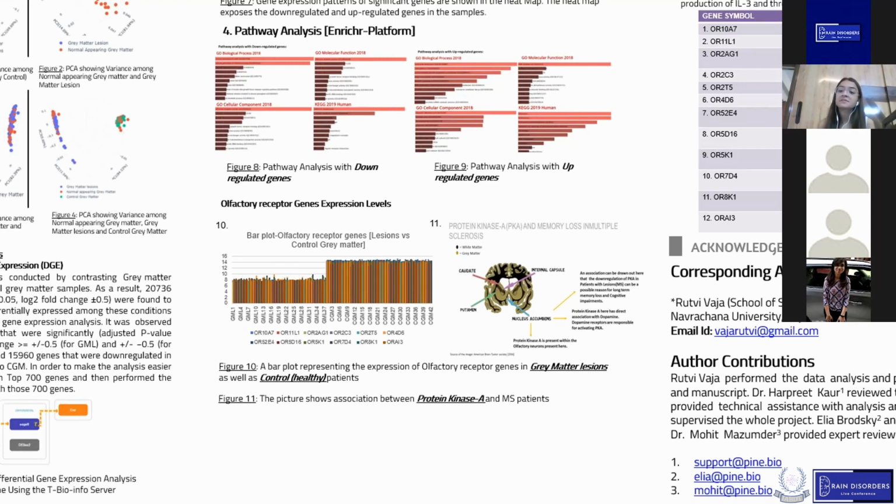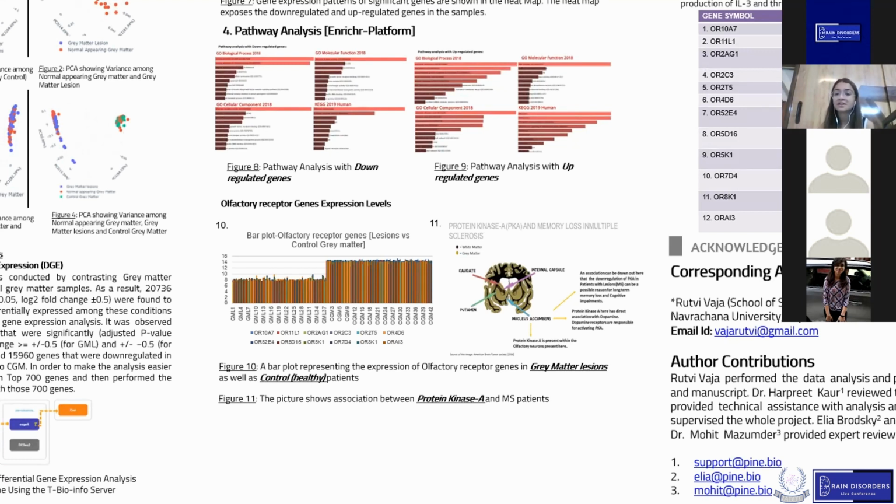Research has not been able to prove to date which genes cause the olfactory dysfunction in patients of multiple sclerosis. However, in my study, we were able to portray the top 12 genes that were responsible for olfactory dysfunction. So these genes could be further used as therapeutic or predictive biomarkers in order to treat the olfactory systems in patients of multiple sclerosis.